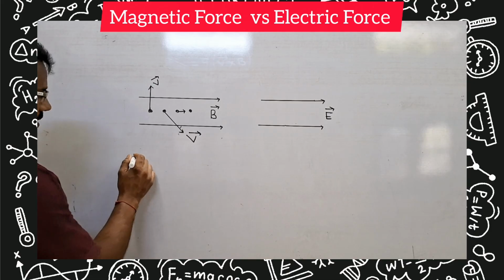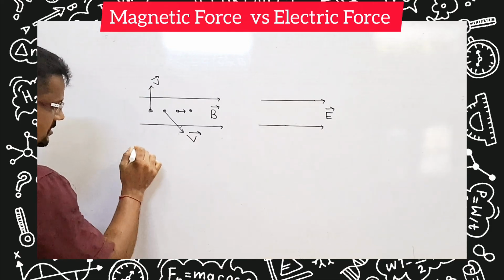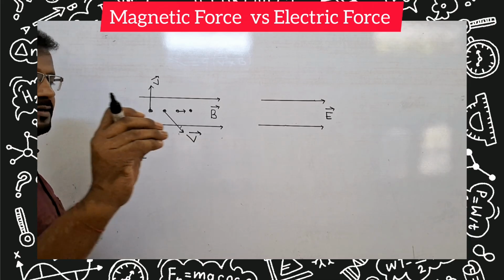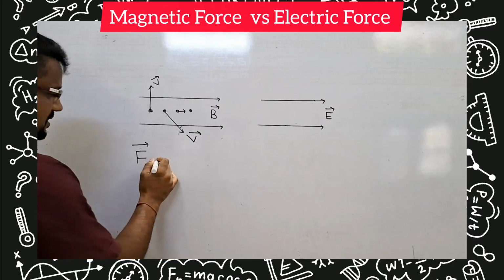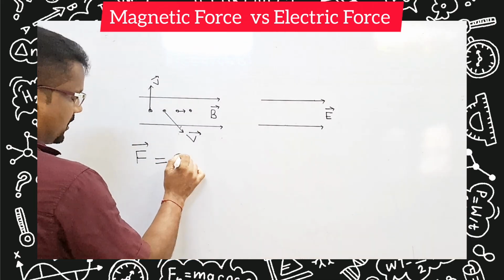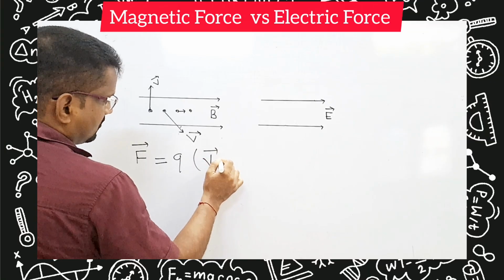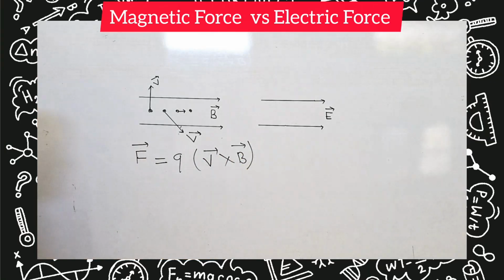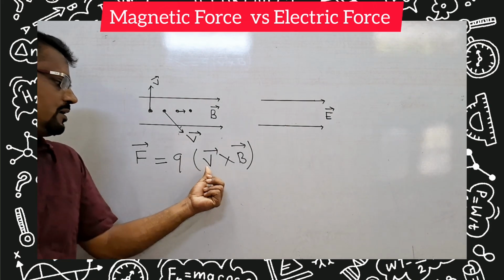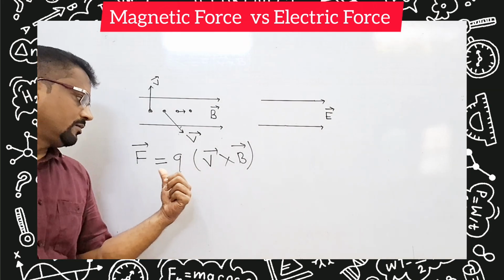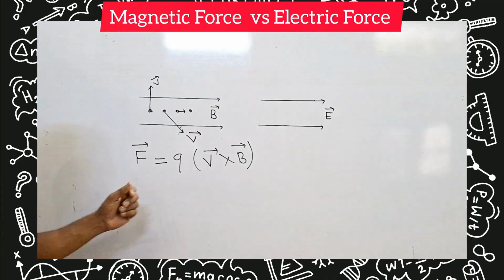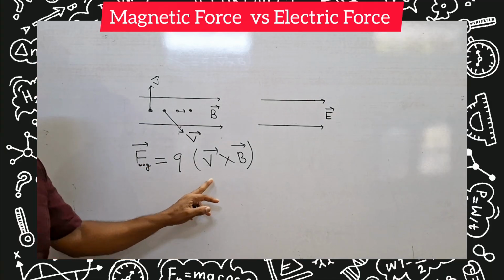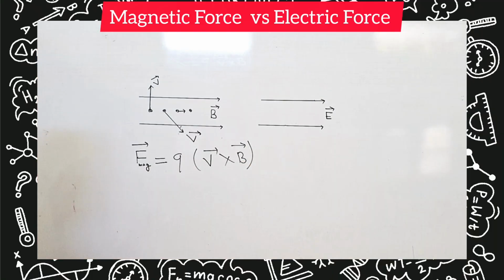For this, we know that the force experienced by a charged particle when it enters a magnetic field is given by q times velocity vector cross product magnetic field vector. That means if a charged particle enters a magnetic field with velocity v, then the force, this is your magnetic force, is given by q times v cross B.